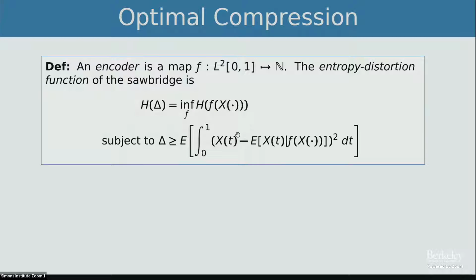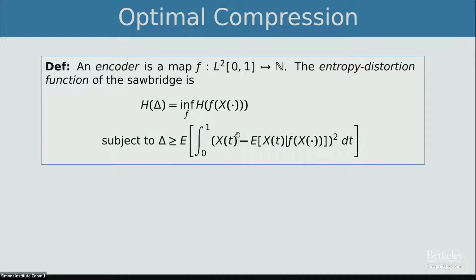So this is about compression. How well can we compress this process? Here's the formulation we'll use. An encoder is a map from function space to some discrete set. And we're going to look at the trade-off between the entropy and the mean squared error. We want to minimize the entropy of the output of the encoder subject to a mean squared error constraint.